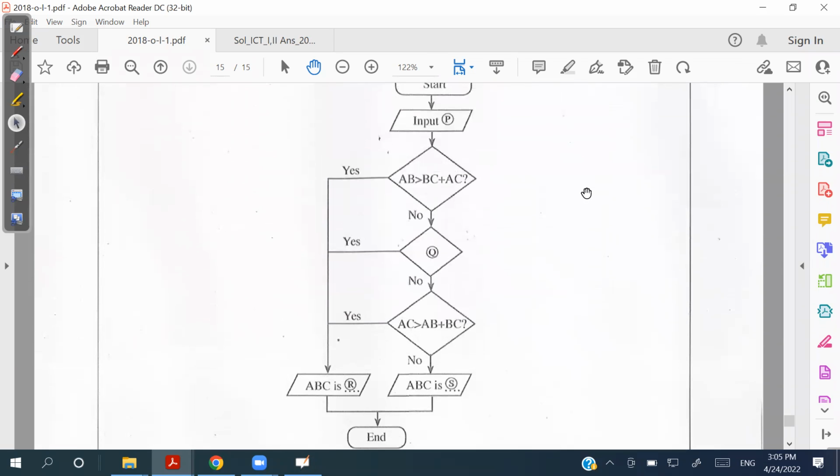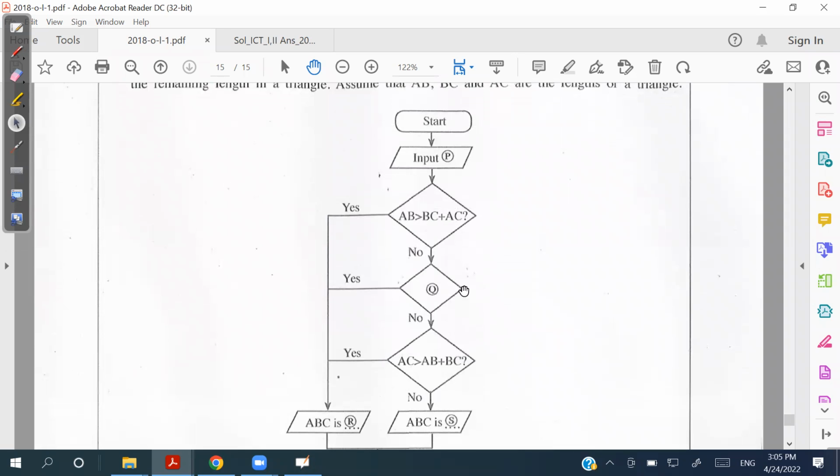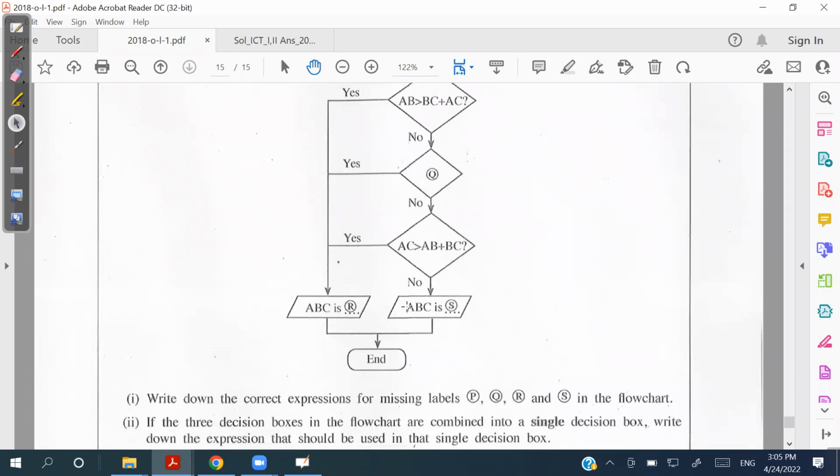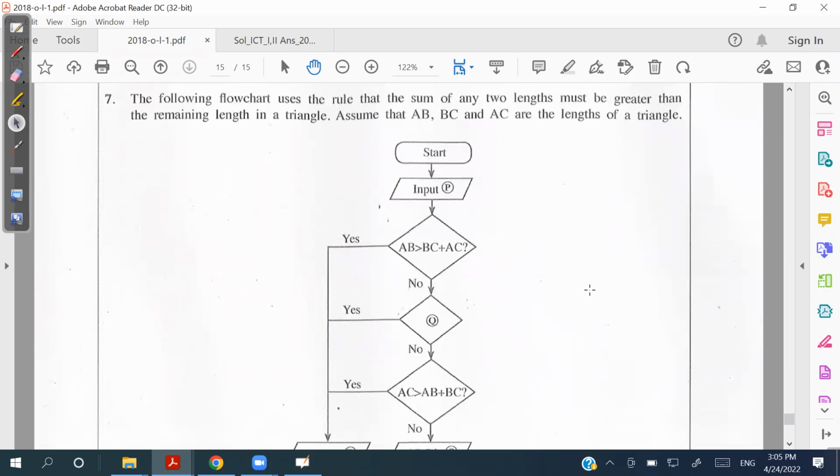The first one they're asking is to write down the correct expression for the missing labels P, Q, R, and S. So P is there to indicate the input, Q is there as a condition, and R and S are kind of an output that we are having. To answer this question, we have to figure out what the purpose of this program is. They have clearly said the purpose: the sum of any two lengths must be greater than the remaining length in a triangle. So sum of any two lengths, right?